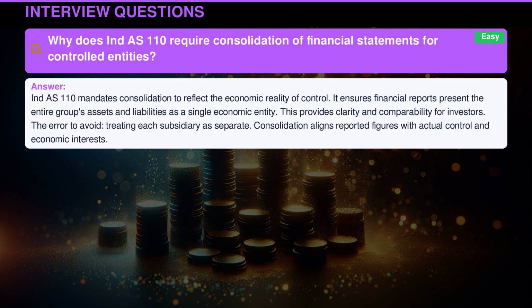Indian Accounting Standard 110 mandates consolidation to reflect the economic reality of control. It ensures financial reports present the entire group's assets and liabilities as a single economic entity. This provides clarity and comparability for investors. The error to avoid: treating each subsidiary as separate. Consolidation aligns reported figures with actual control and economic interests.